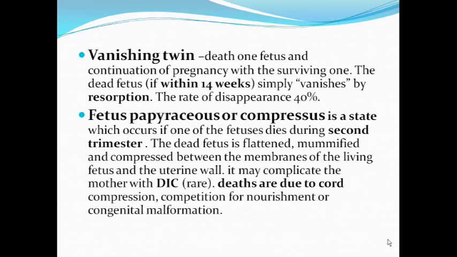Vanishing twin: death of one fetus and continuation of the pregnancy with the surviving one, but the death occurs in the first trimester or before 14 weeks of pregnancy, then the dead fetus vanishes by resorption. So this is known as vanishing twin. The rate of disappearance is around 40%.